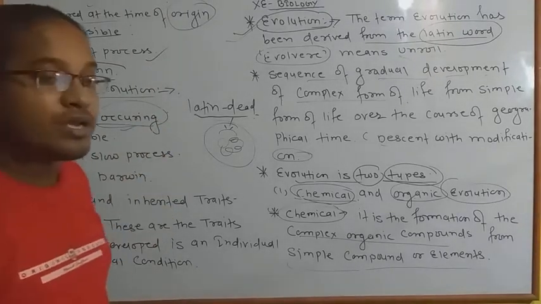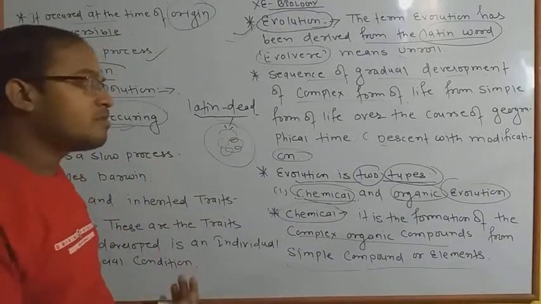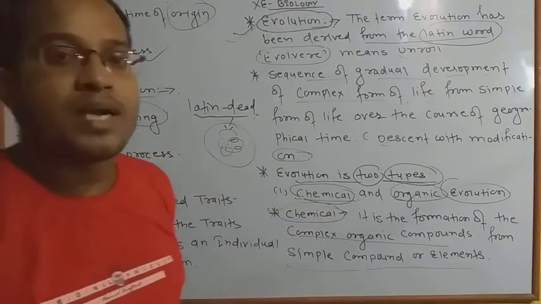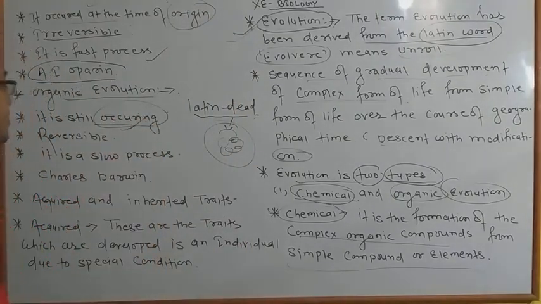ये अभी occurring हो रहा है. Occurring means it is in an initial stage. Initial मतलब इनमें भी बहुत सारे changes देखने को अभी day by day हमको मिलते हैं. That is why it is called it is still occurring. And second, it is reversible.